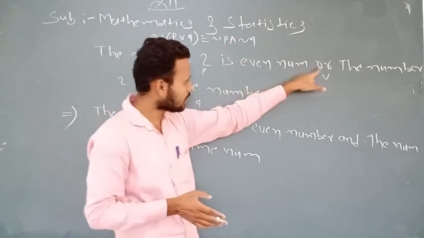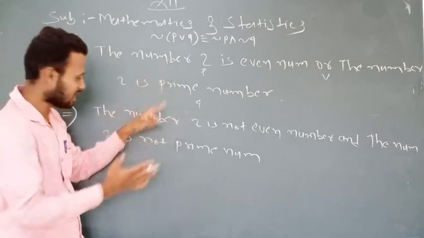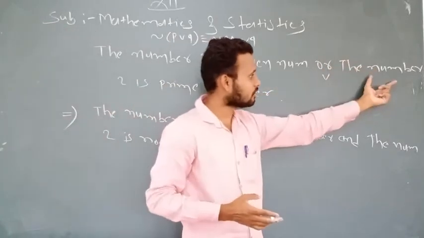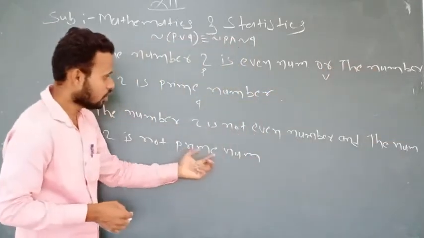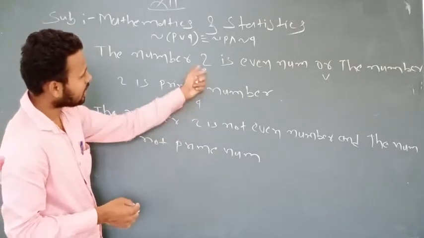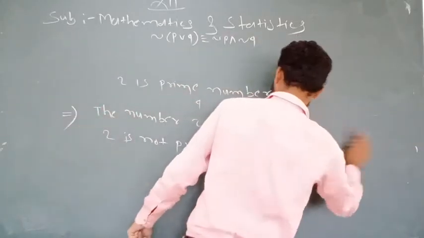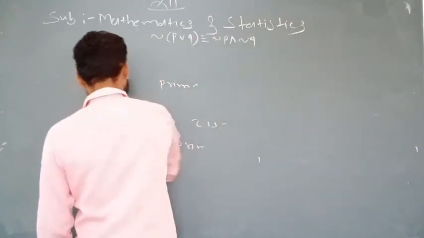Means in place of "or" we will have "and", and the statement before "or", p, we take its negation, and the statement after "or" we also take its negation. That is the required negation of that compound statement.